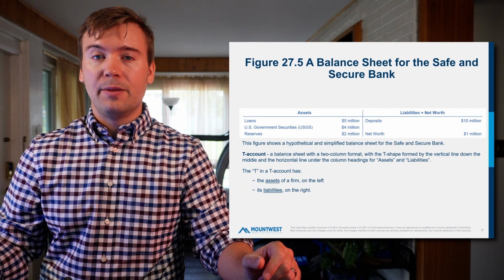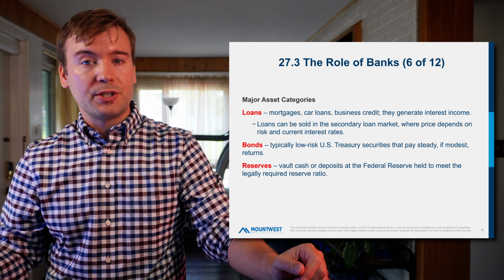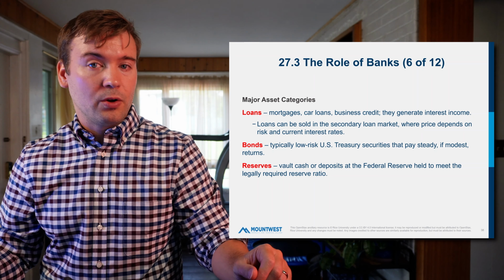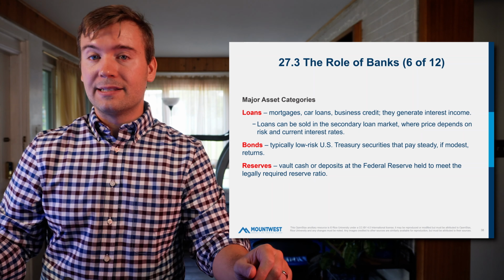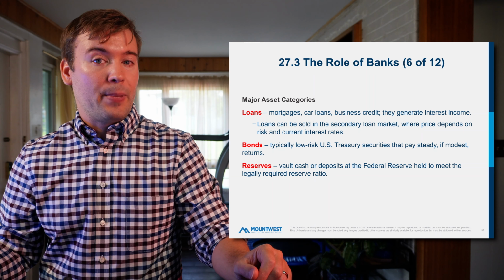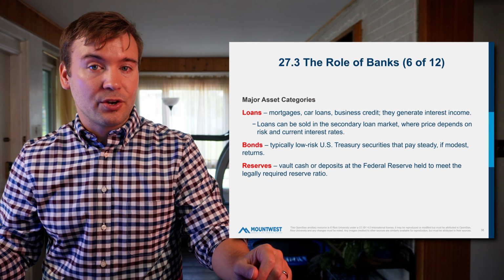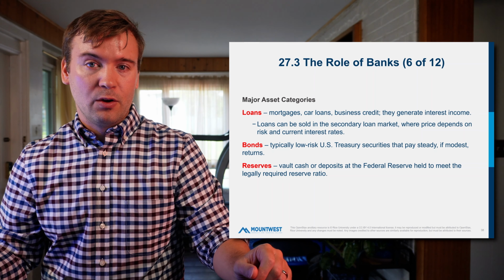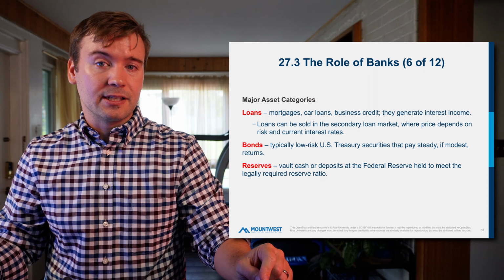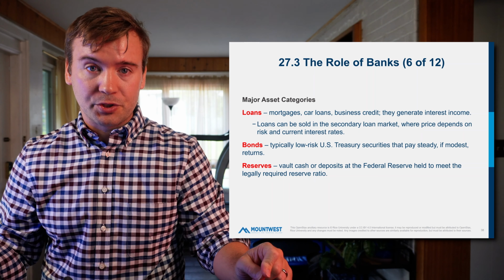So let's elaborate on the major asset categories for a bank. Loans are typically the largest and most profitable asset for banks. These can range from mortgages for homes to car loans to business lines of credit. These loans generate interest income for the bank. Banks can also sell these loans, which is kind of a weird thing to think about, but they can sell those loans in the secondary loan market, where the price they get for a loan depends heavily on the perceived riskiness of the borrower and prevailing interest rates at the time.